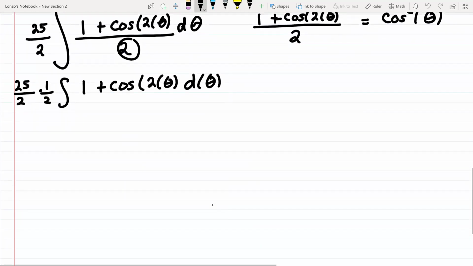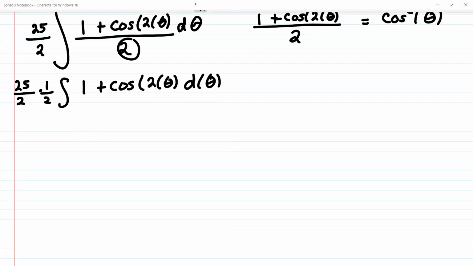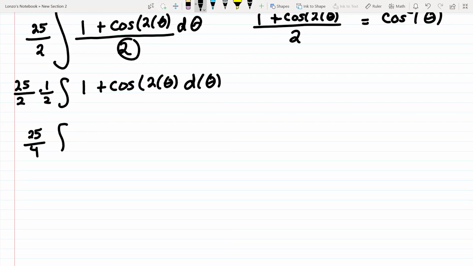Now what we're going to do is take the integral of each term. So what's the integral of 1 in terms of theta? It would be theta. And what is the integral of cosine 2 theta? If you want to make your life easier, 25 halves times 1/2 is 25 fourths. And then you can take the integral of each term: the integral of 1 d theta plus the integral of cosine of 2 theta d theta, right?